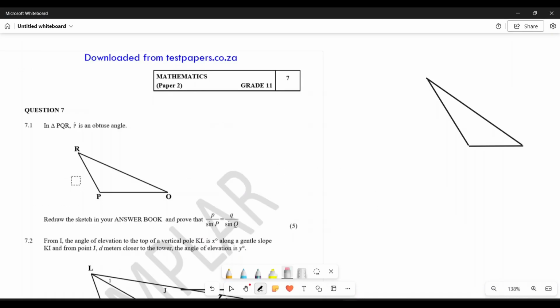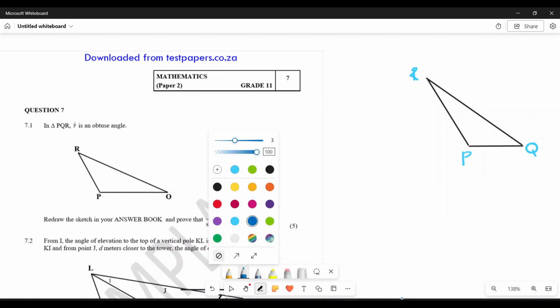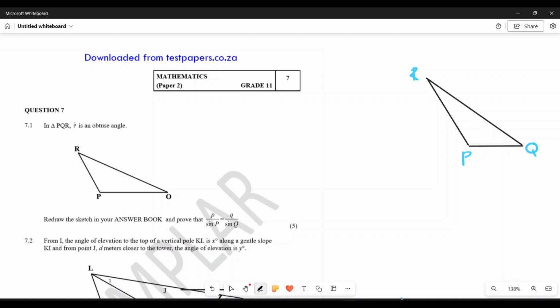Now the first step, I'm going to try and redraw this in my answer book as the question has instructed me to do so. So this is R, and this here was meant to be Q. This here is P. And now next, because this line is opposite to my angle P, I'm going to represent it with a small letter p. And because this PQ line is opposite to my angle R, I'm going to represent it with a small letter r. And because this line RP is opposite to my angle Q, I'm going to represent it with a small letter q. Right.